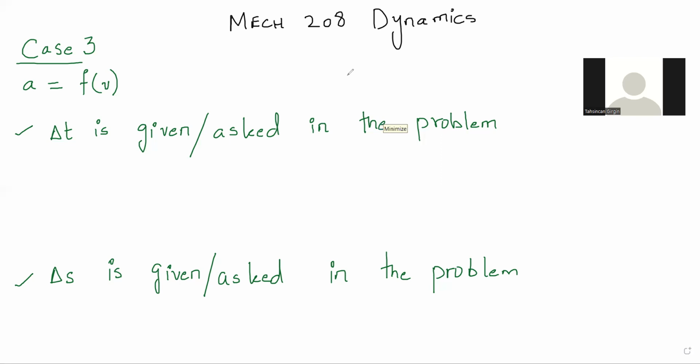Okay, everyone, let's start. So we were talking about these 3 cases of acceleration, right? The case 1 was when acceleration was a function of time. The second case we talked about when acceleration was a function of position. The third case I am going to talk about right now.